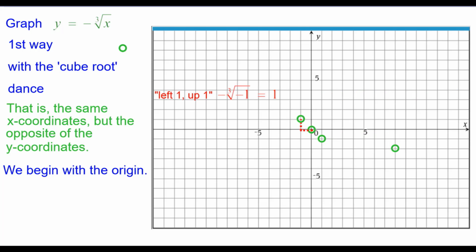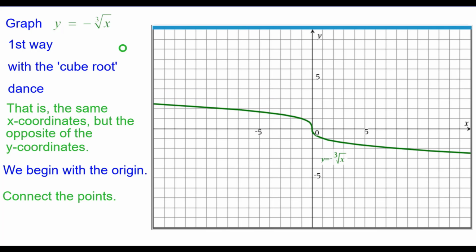You can take cube roots of negative numbers, so left 1, up 1. The opposite of the cube root of negative 1 is positive 1. And the opposite of the cube root of negative 8 is positive 2. So with those 5 points, we should be able to connect the points and make the cube root looking graph.